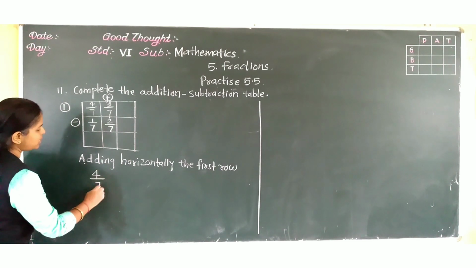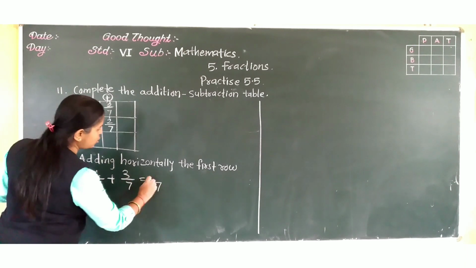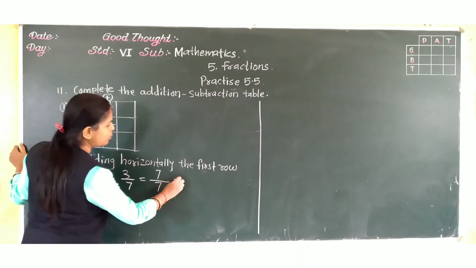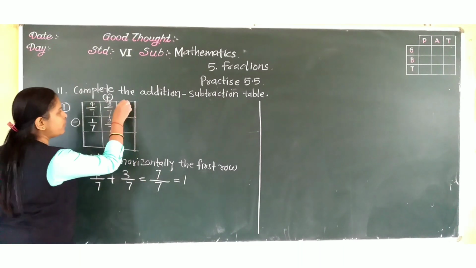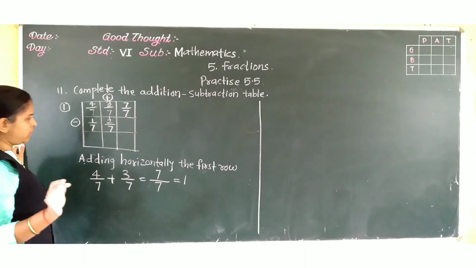That is 4 upon 7 plus 3 upon 7. Both are like fractions, so the answer is 4 plus 3, 7 upon 7, that is 1. So here what will be the answer? Either you can write 7 upon 7 or 1.